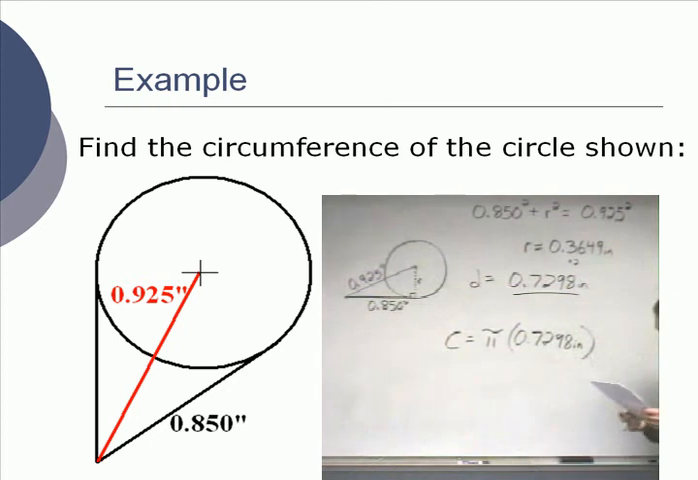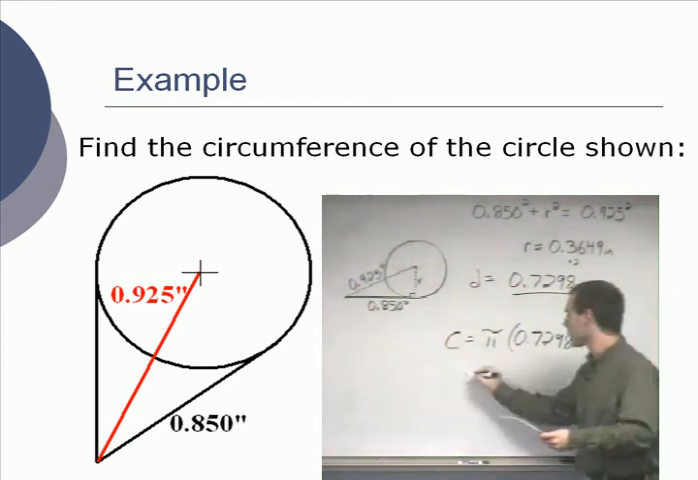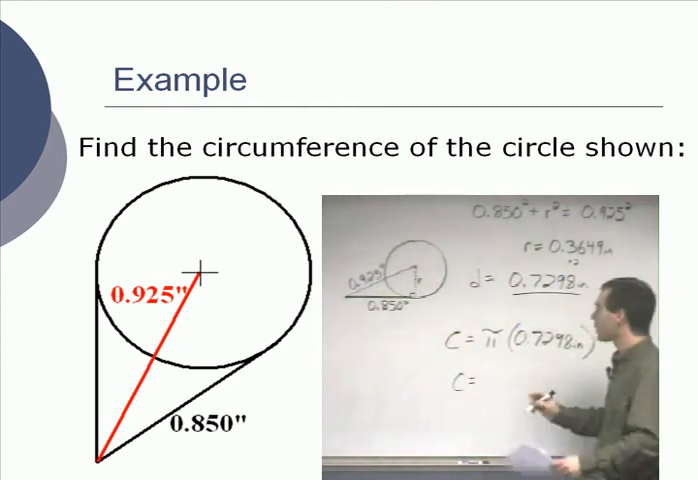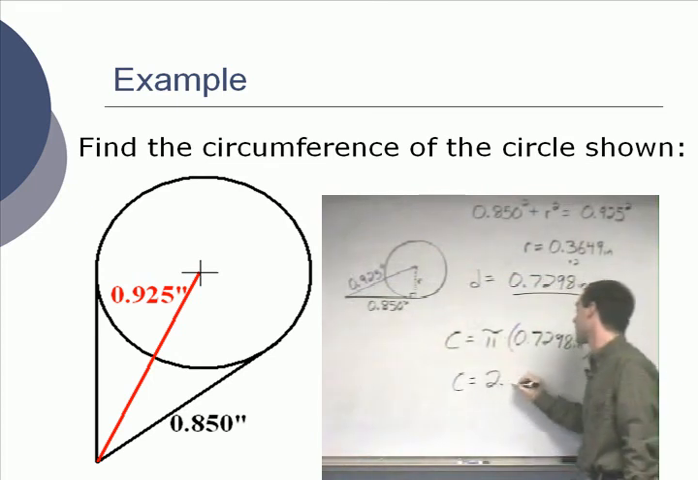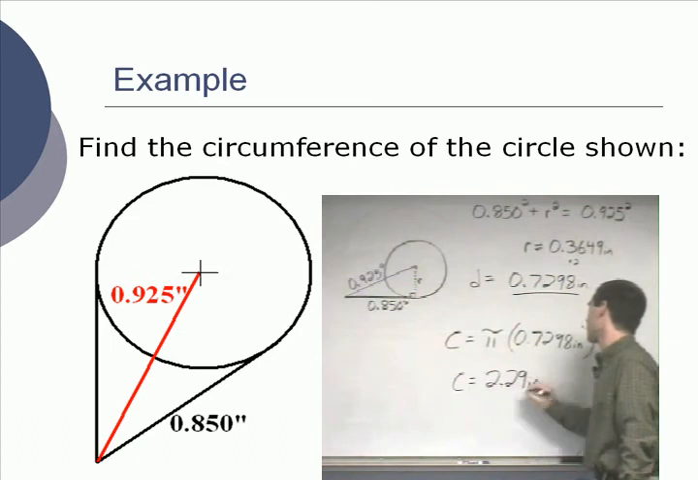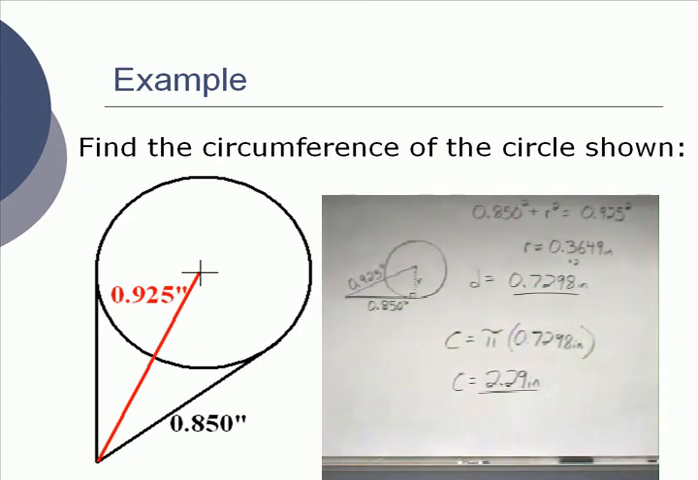Suddenly I have very little faith in my answer. What did you have here? 2.29, 3 sig digs in, we'll report our answer with 3 sig digs. 2.29. We found the circumference of the circle.